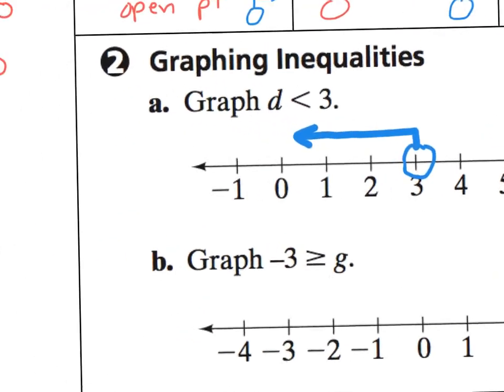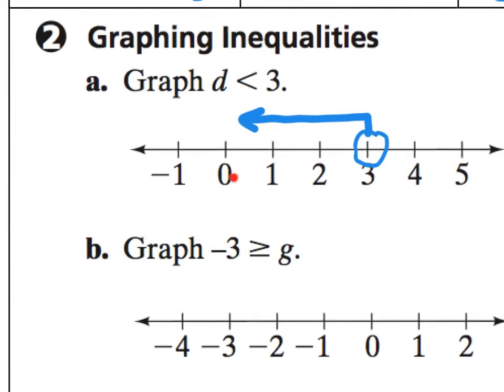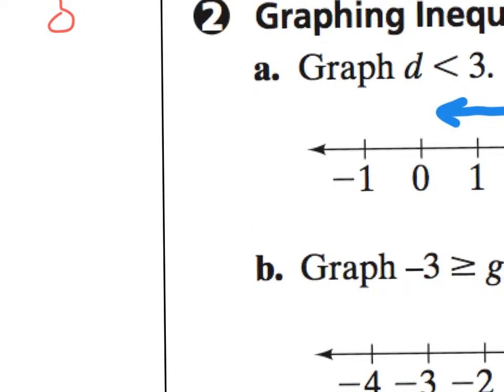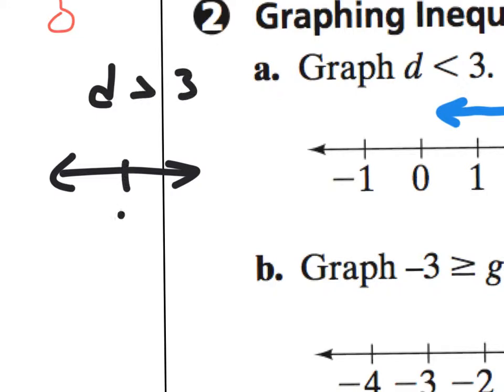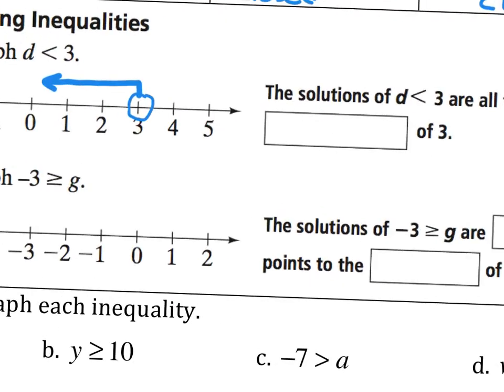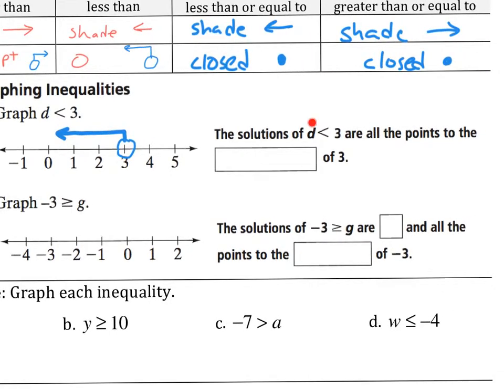Again, when you do the graph, notice on this graph, 0 is not right in the middle. It's so very tempting for us to say, oh, I'm going to graph d is greater than 3, and we always put 0 in the middle. You don't have to. In fact, I would put this one directly in the middle, and then you can shade on either side of it accordingly. All right, so the solution of d is less than 3 are all the points to the left of 3 on the graph.